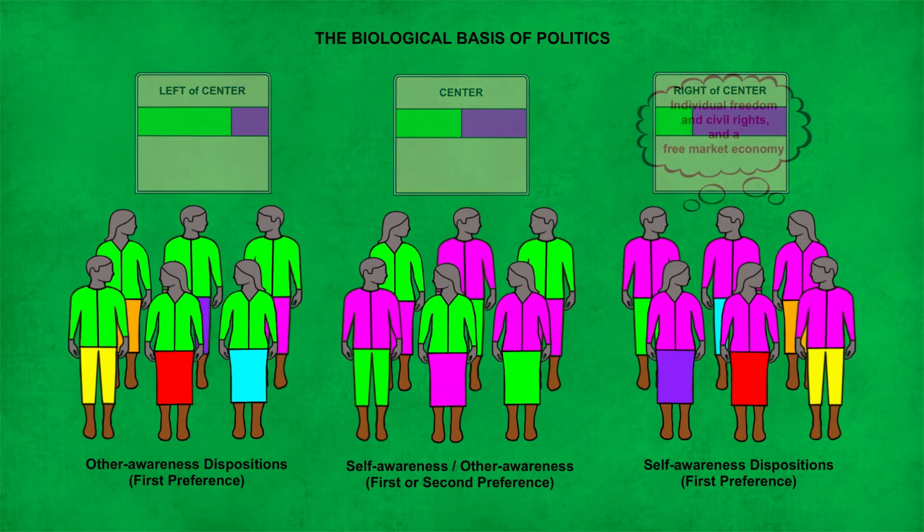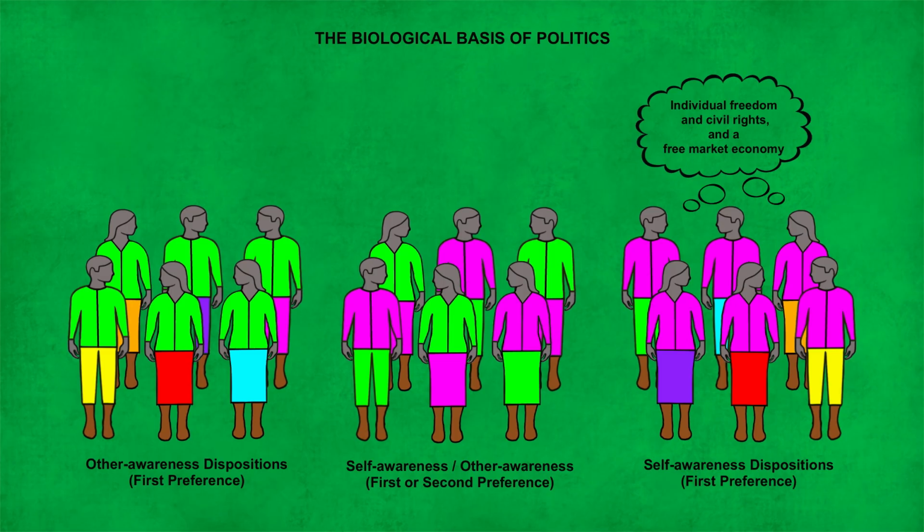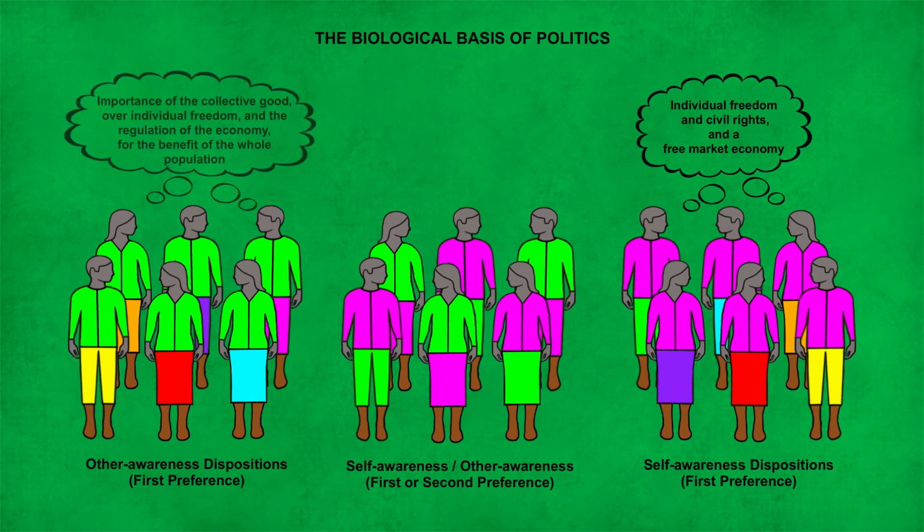So, for example, people with a first preference for self-awareness create a political philosophy based on individual freedom and civil rights and a free market economy. Whereas people with a first preference for other awareness stress the importance of the collective good over individual freedom and argue for the regulation of the economy for the benefit of the whole population.